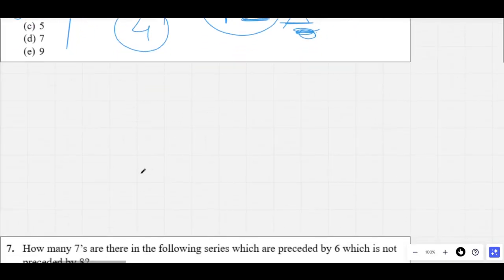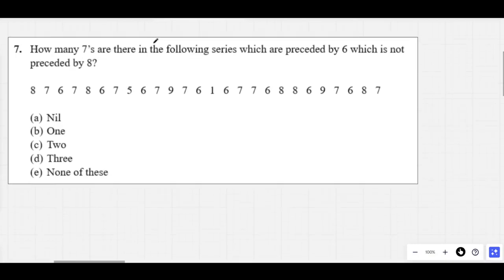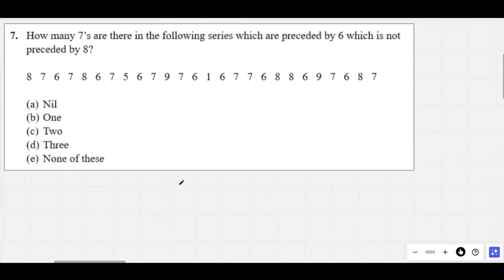Let's solve another question. Okay, looks like a smaller question, but again we have to break it into a smaller number of words so that we can understand the question better. Let's read it once. How many sevens are there in the following series which are preceded by 6, which is not preceded by 8?